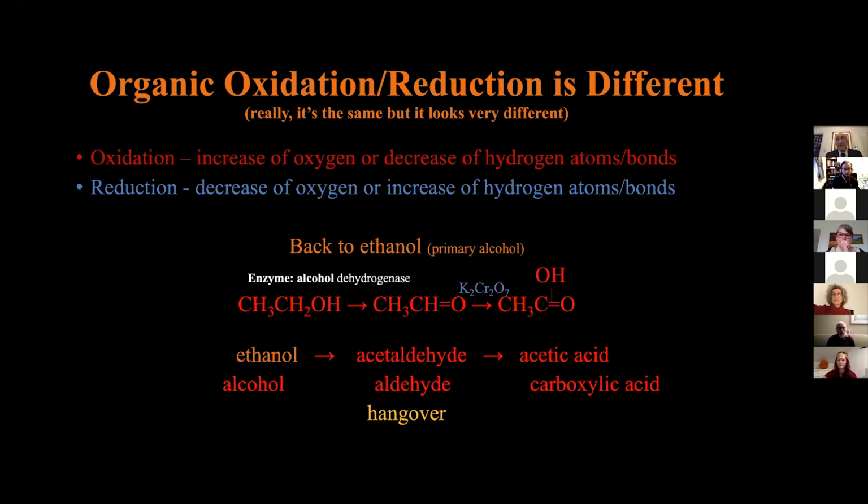If we have ethanol in our body and it goes into our liver and is processed by alcohol dehydrogenase, we get an aldehyde, acetaldehyde, and that's what gives us hangovers, headaches, feeling rotten, throwing up, all that sort of thing. Not in the liver, if we take that acetaldehyde and react it with potassium dichromate, we oxidize that acetaldehyde to acetic acid, a carboxylic acid.